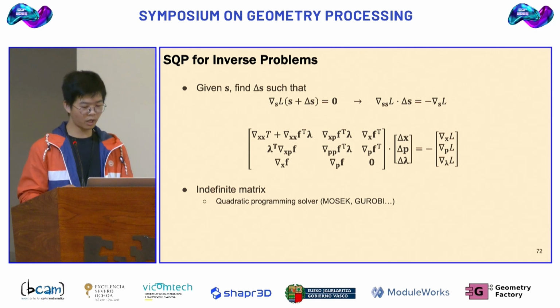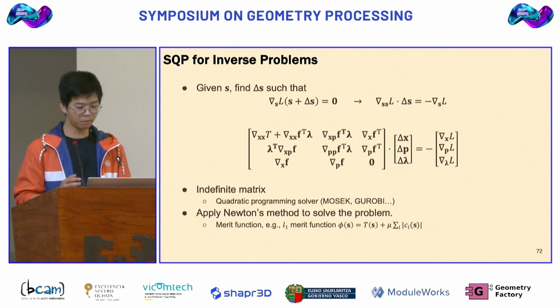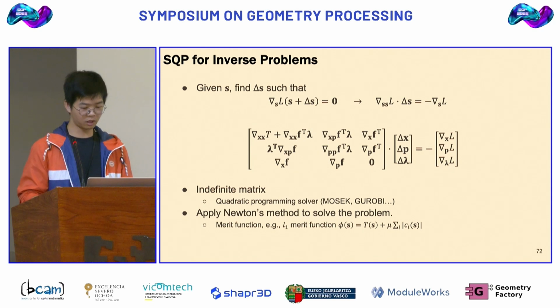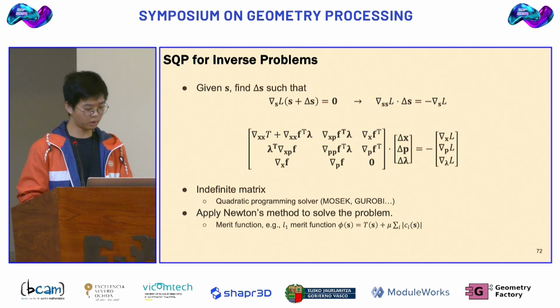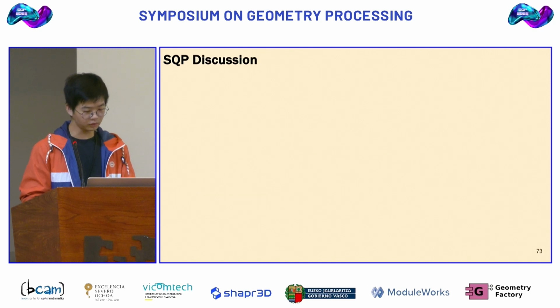But the new S still will not make the gradient of the Lagrangian 0. So the idea is to iterate by Newton's method. One problem here might be how to find a good function to measure the progress of the optimization. So here we use the merit function, which balances the progress of the objective function and the constraint. Here we use the L1 merit function as an example. It's basically the objective function plus the L1 norm of the constraints multiplied by a lambda, which is related to the Lagrangian multipliers.